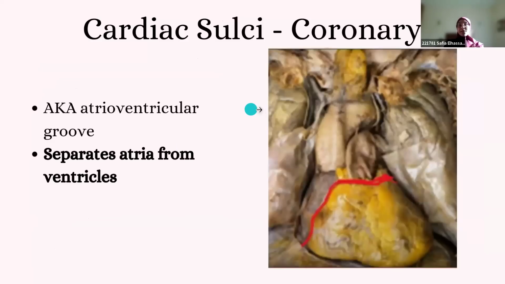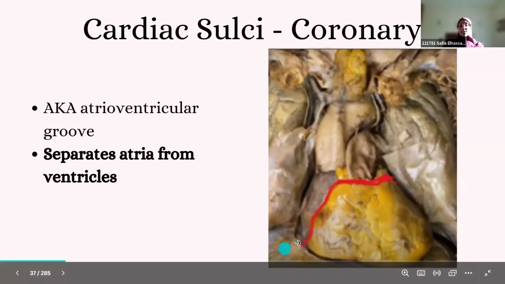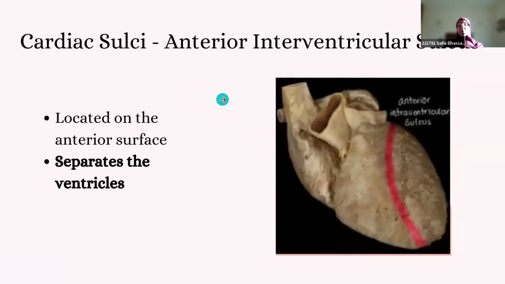Now let's talk about the cardiac sulci. So the word sulcus just means a groove. And there are 3 cardiac sulci that we have to be aware of, and they're very easy to remember just because their names tell you exactly where they are. So the first one, the coronary sulcus, is also known as the atrioventricular groove. So from the name, you can tell that it's between the atria and the ventricles, and it separates the atria from the ventricles. The second one, anterior interventricular sulcus.